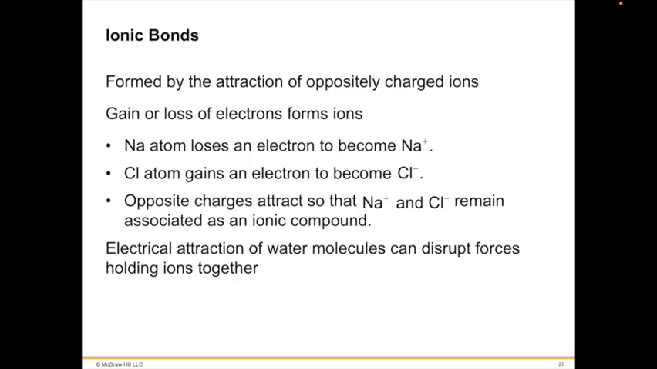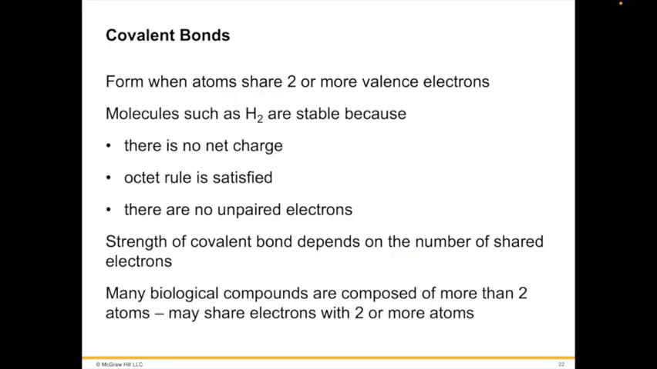Important ions in biological systems include calcium ions, which are involved in cell signaling, potassium ions, and sodium ions, which are involved in the conduction of nerve impulses, which you all will learn about later on. Not in this lecture, however. So next is the covalent bond.